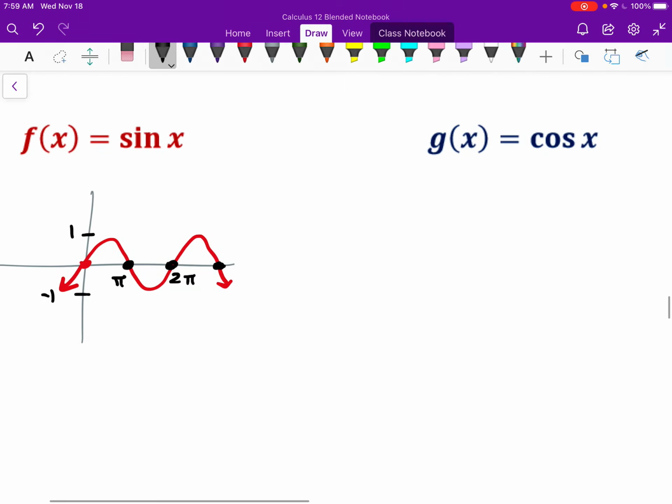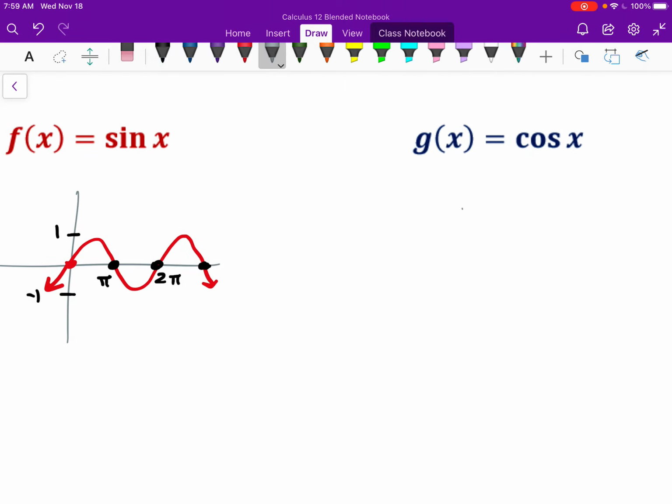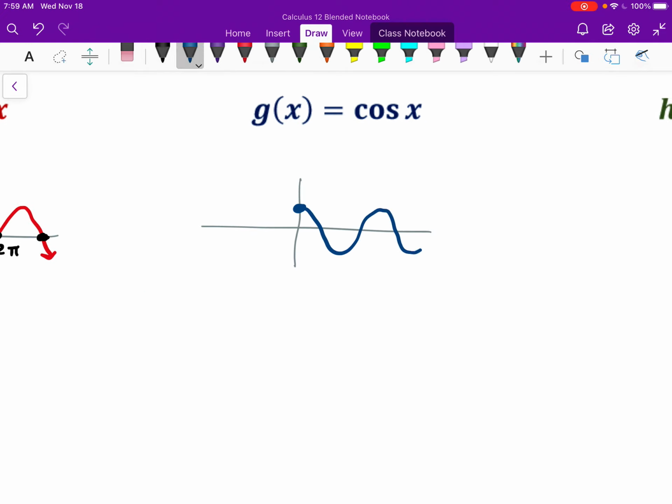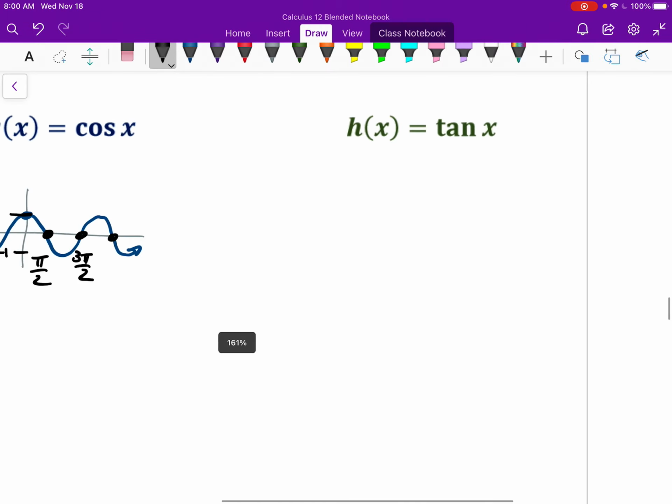Cosine is congruent to this shape, but it's not the same wave, but it's congruent. And so cosine starts at 1, and then goes up and down like this, and so on. Its x-intercepts are at pi over 2 and 3 pi over 2, and so on. And it still reaches, this is at 1, this is at -1. And lastly, tangent.